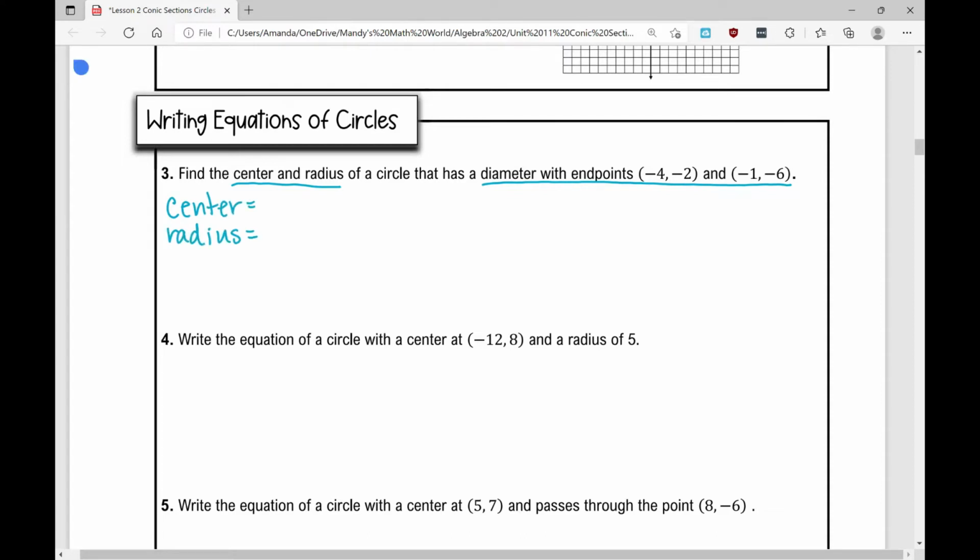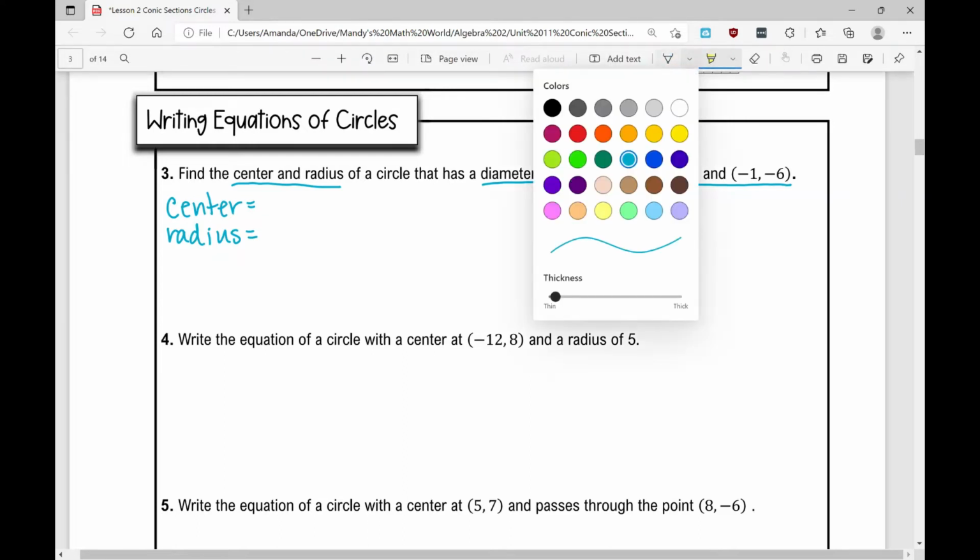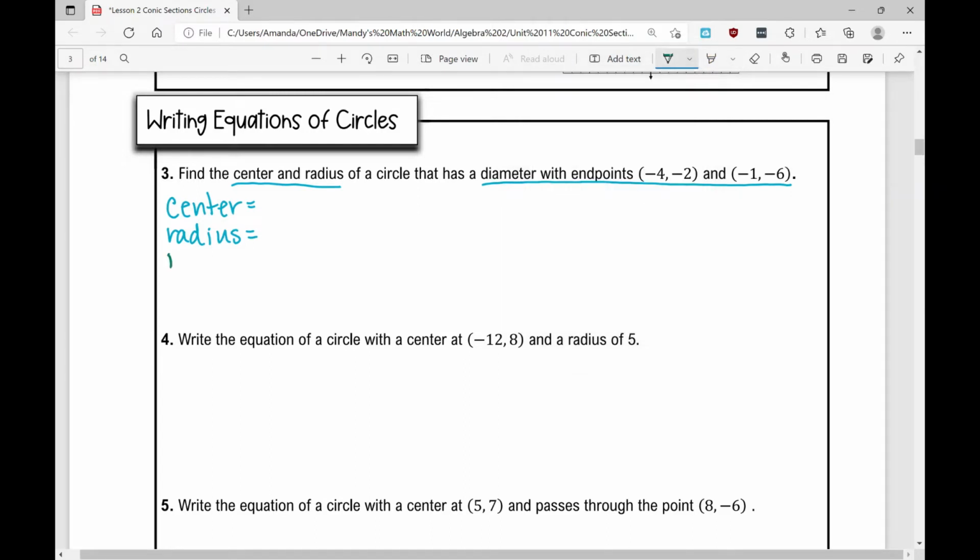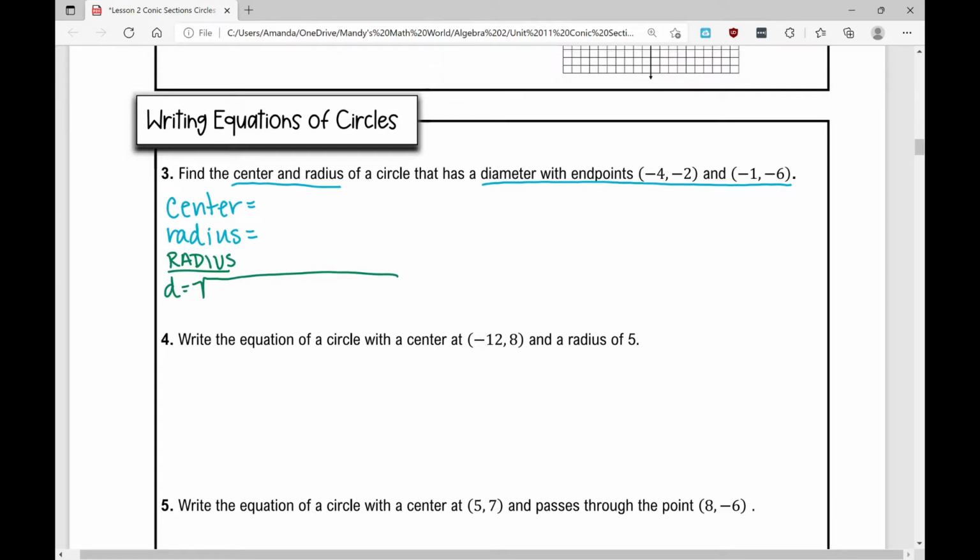I know that the radius is going to be the diameter divided by 2, half of the diameter. So let's do that first. You can go in any order, but I'm going to do the radius first. I'm going to use the distance formula for this. Recall that we did finding the distance between 2 points in the previous lesson, so you can go back and review distance, midpoint, and completing the square.